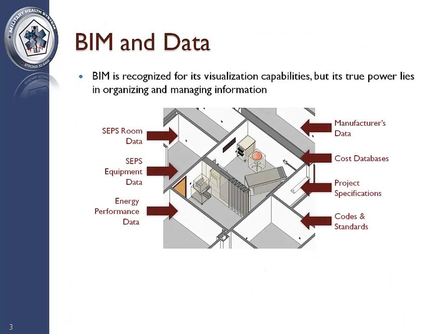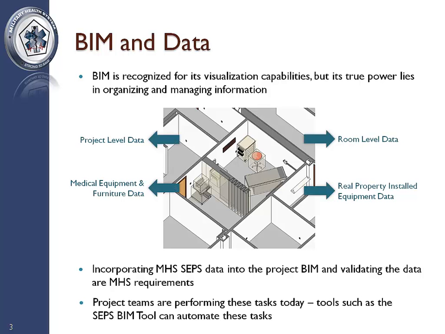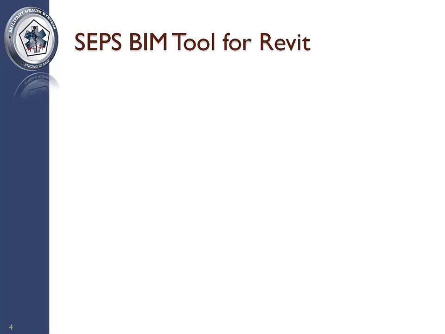BIM is well known for its visualization capabilities, but its true power lies in organizing and managing information. BIM can develop and track data on objects in the model for a wide variety of requirements. Incorporating MHS SEPS data into BIM and validating the data helps achieve MHS requirements. Project teams perform these tasks today manually. Tools such as the Revit SEPS BIM tool will greatly reduce the time spent on these tasks and improve their accuracy. We are demonstrating only one of many solutions available in the AEC industry within this video.